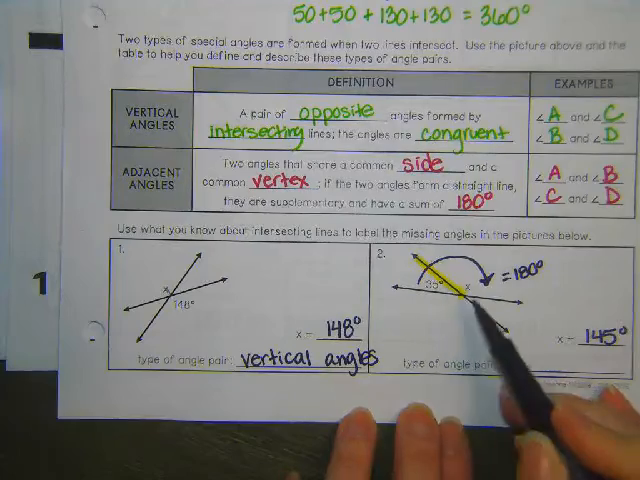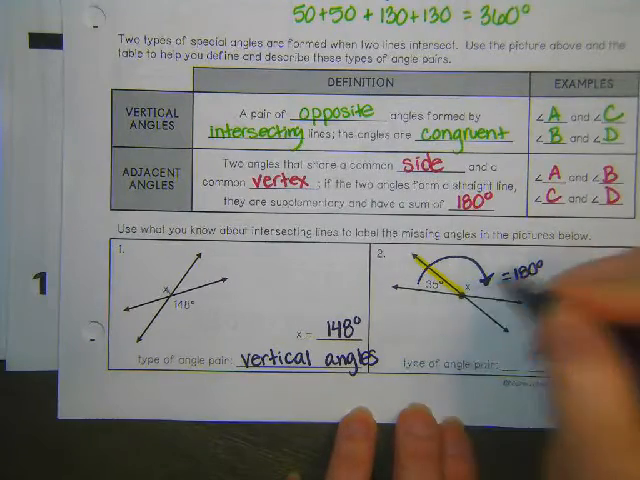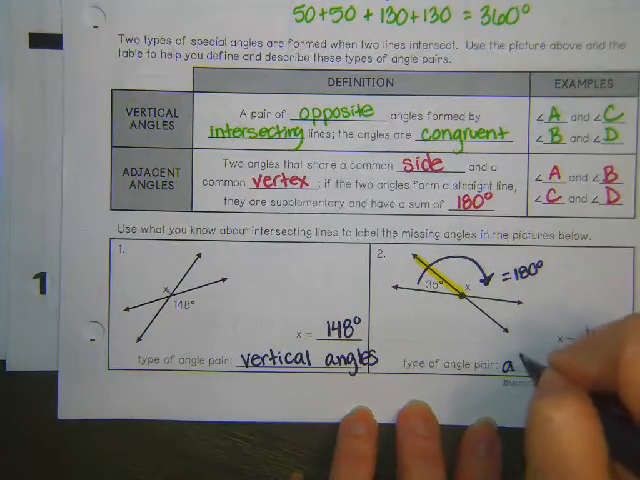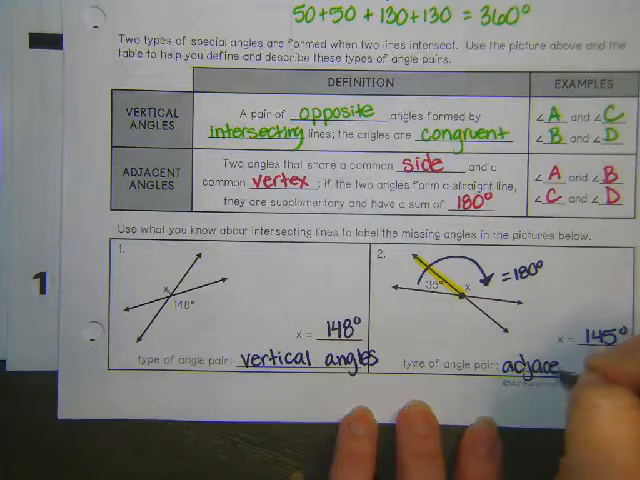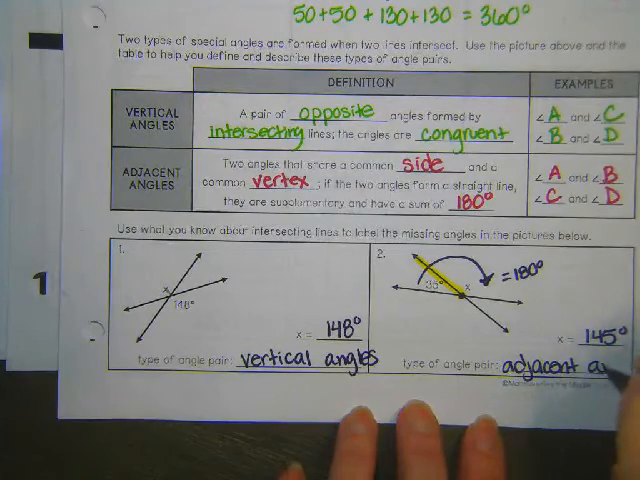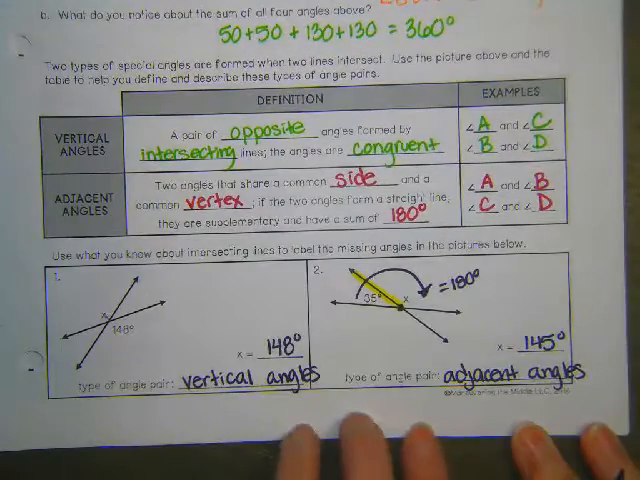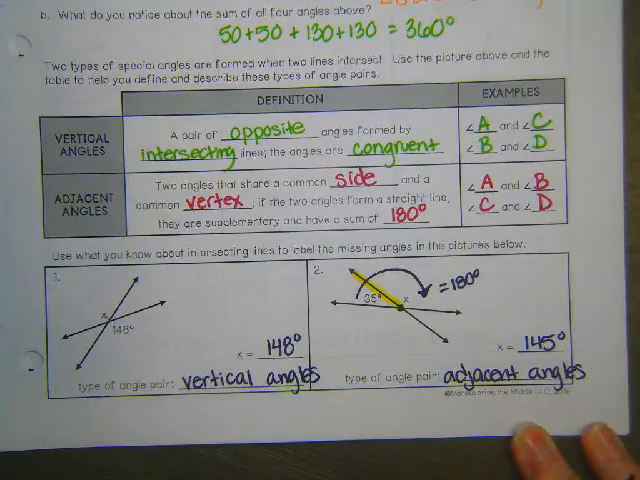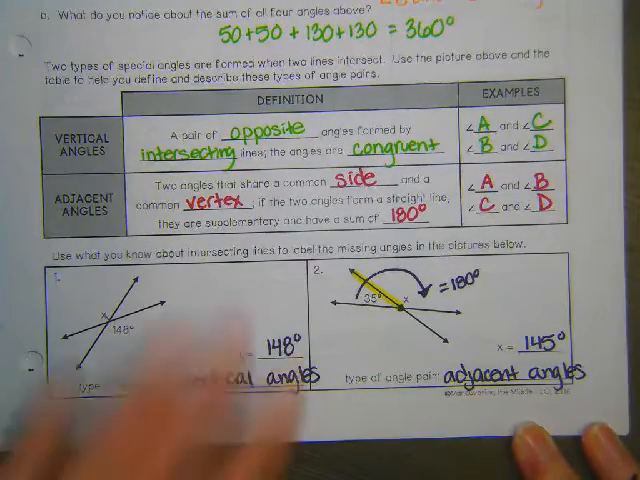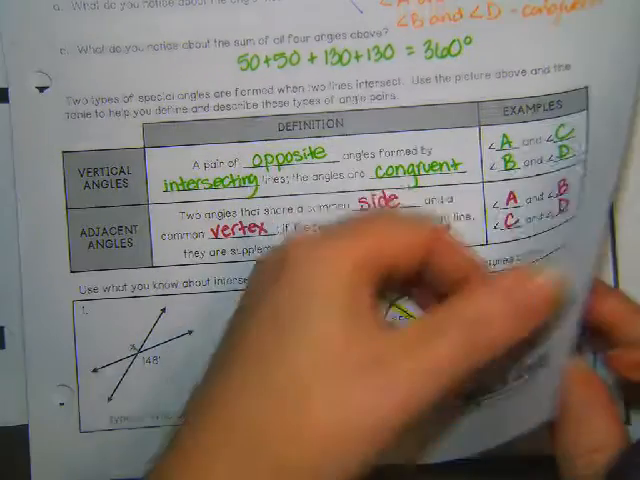Because they share a common side and a common vertex, these are called adjacent angles. Okay, adjacent angles. All right, moving on to the next page.